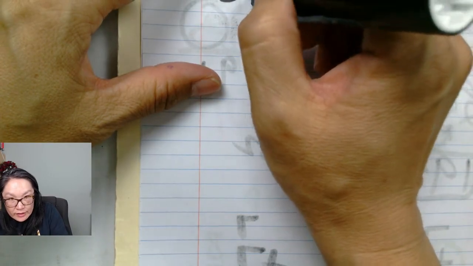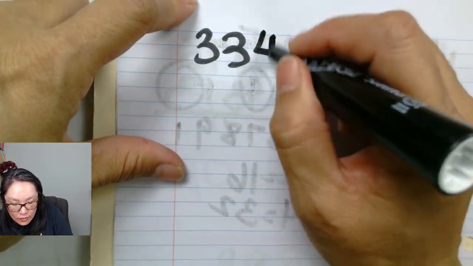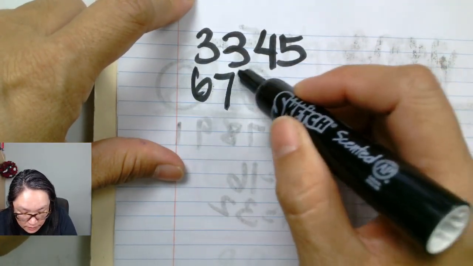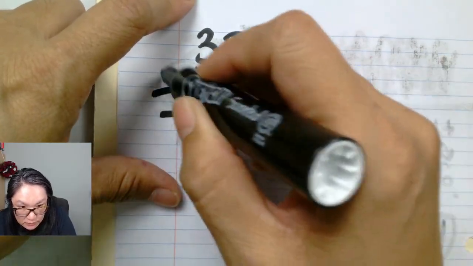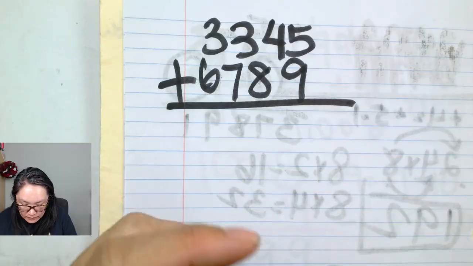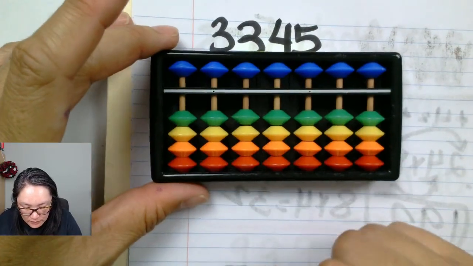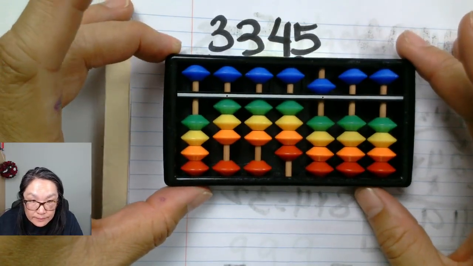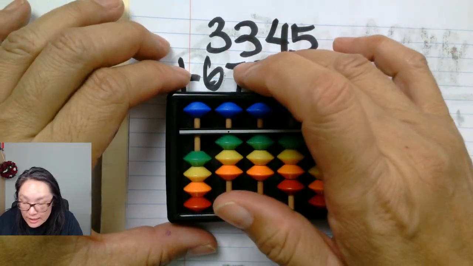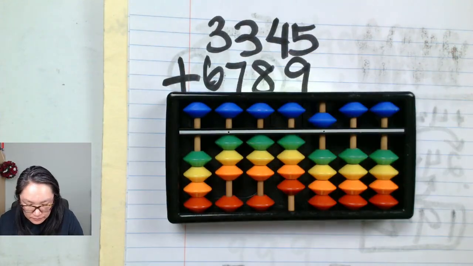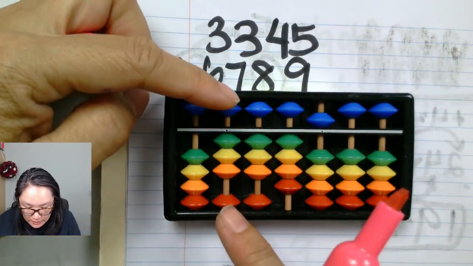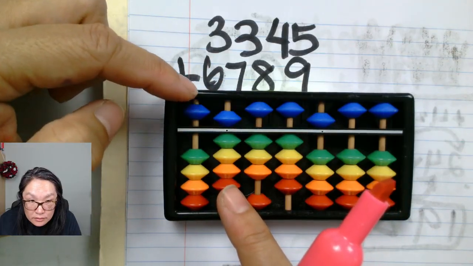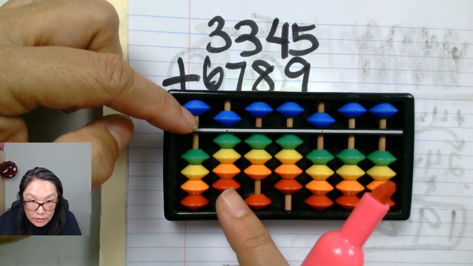So we have 3, 3, 4, 5, 6, 7, 8, 9. Right? The first thing we're going to do is add the 6. Is there enough to add the 6? Yes. Add the 6.